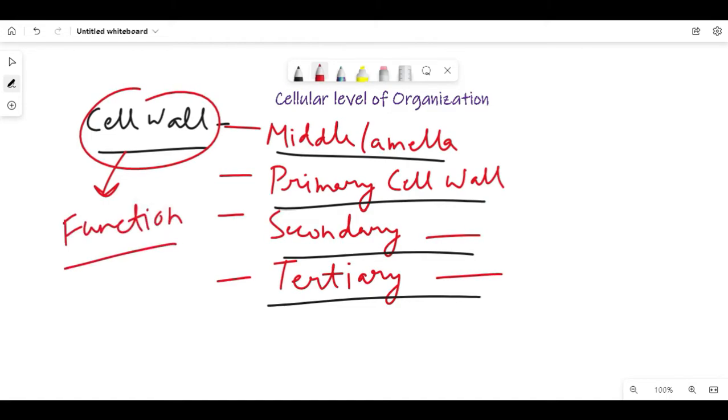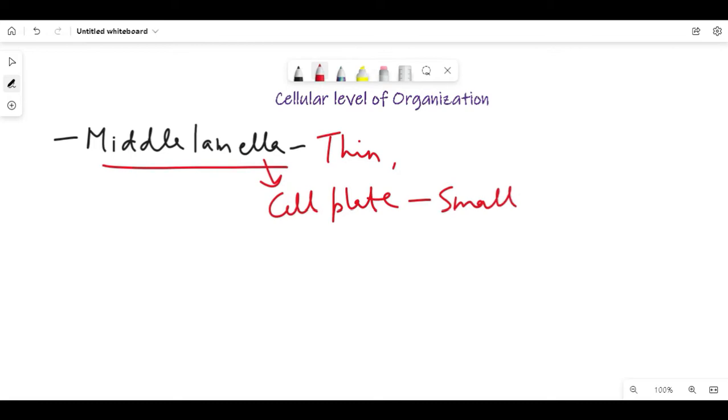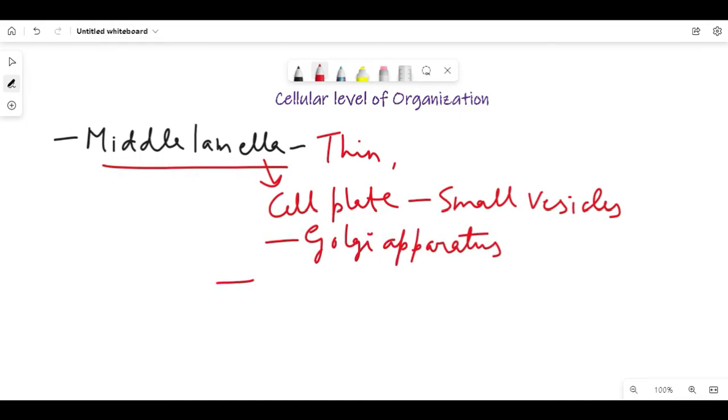So first one is middle lamella. Middle lamella is a thin and amorphous layer, and it develops from cell plate. It consists of small vesicles and tubules of the Golgi apparatus. Middle lamella helps to bind the adjoining cell.